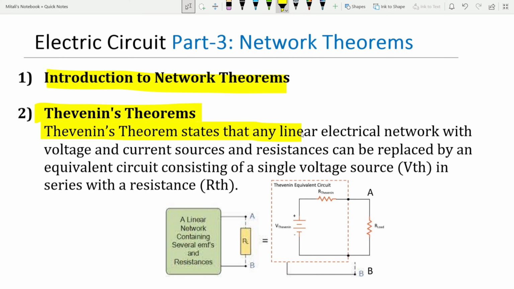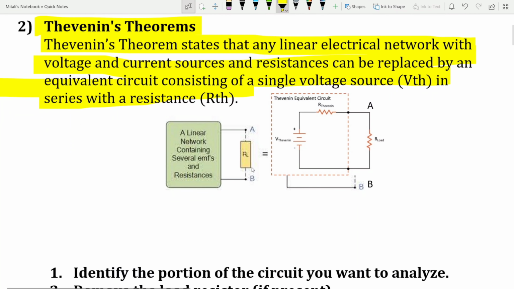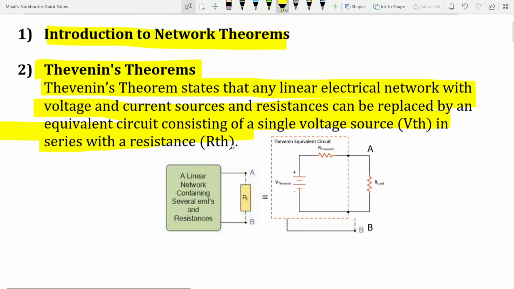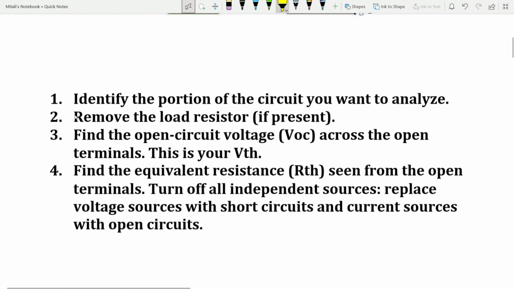Thevenin's theorem states that any linear electrical network with voltage and current sources and resistances can be replaced by an equivalent circuit consisting of a single voltage source VTH in series with a resistance RTH. So here's how you apply Thevenin's theorem.